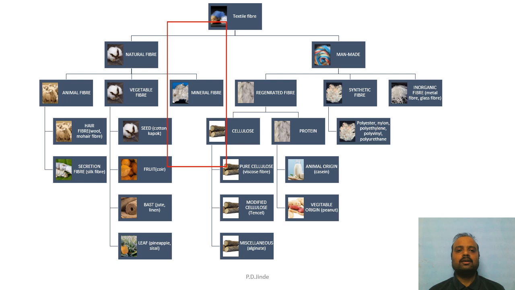Lastly, in the natural fiber category, that is mineral fibers. These mineral fibers are extracted from asphalt rocks. An example of mineral fibers is asbestos fiber. Asbestos fiber is generally utilized to insulate the steam pipeline. Its insulation power is very good.